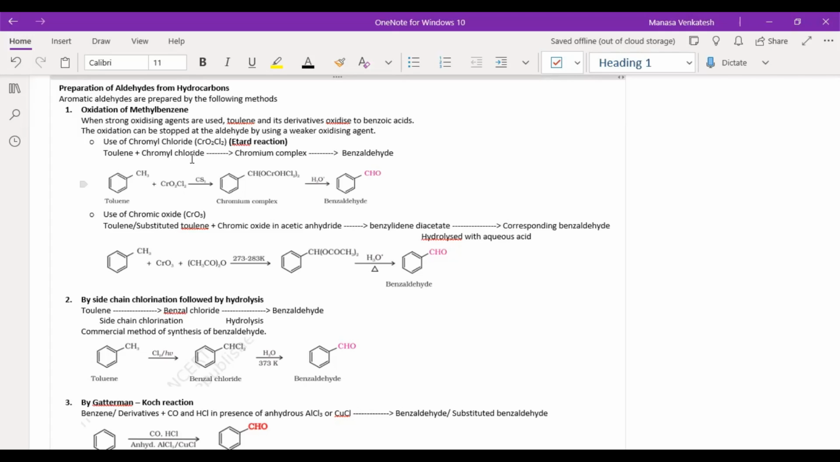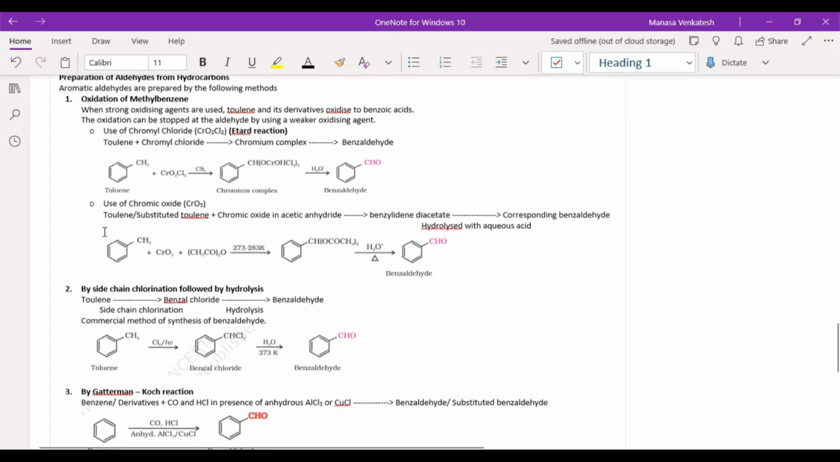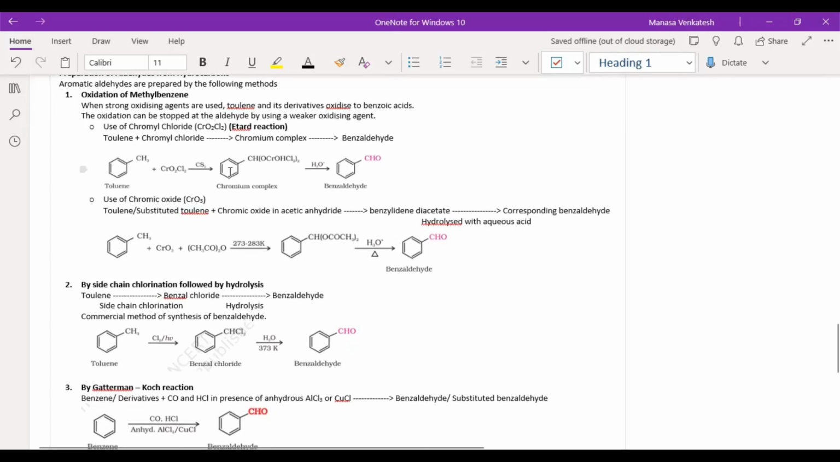Simplify the way you learn chemistry always. So here toluene is reacting with chromyl chloride to give us a chromium complex, which on further reaction gives us benzaldehyde. Another way we do the same reaction is by using chromic oxide. Now we have toluene or substituted toluenes, and they react with chromic oxide and acetic anhydride. And this leads to the formation of benzylidene diacetate. And that, on hydrolysis with aqueous acid, gives us the corresponding benzaldehyde. And both these reactions involve chromium complexes.